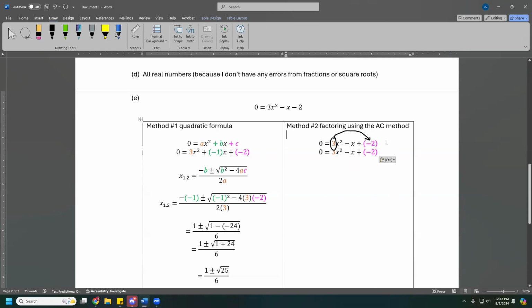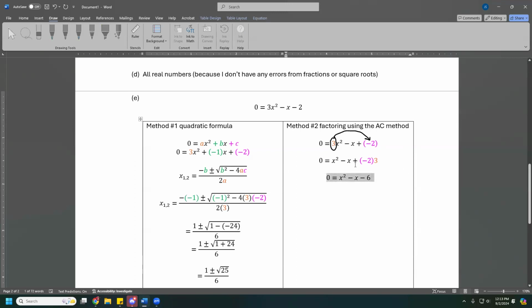So instead, I'm going to try to factor. I'm going to move this 3 over here and multiply those two. So in other words, this is going to be 2 times negative 2 times 3. That's going to be a minus 6. And now I want to factor this.